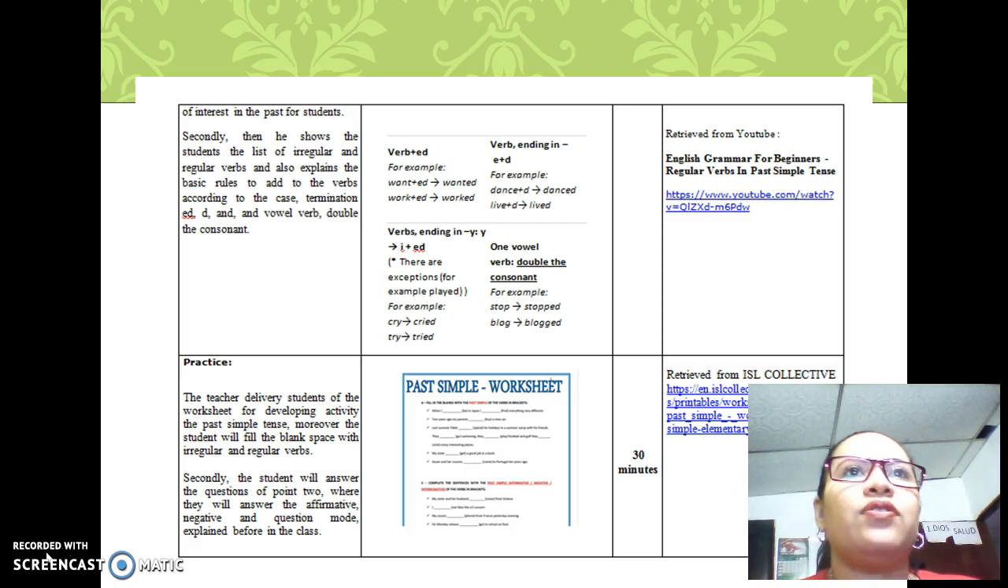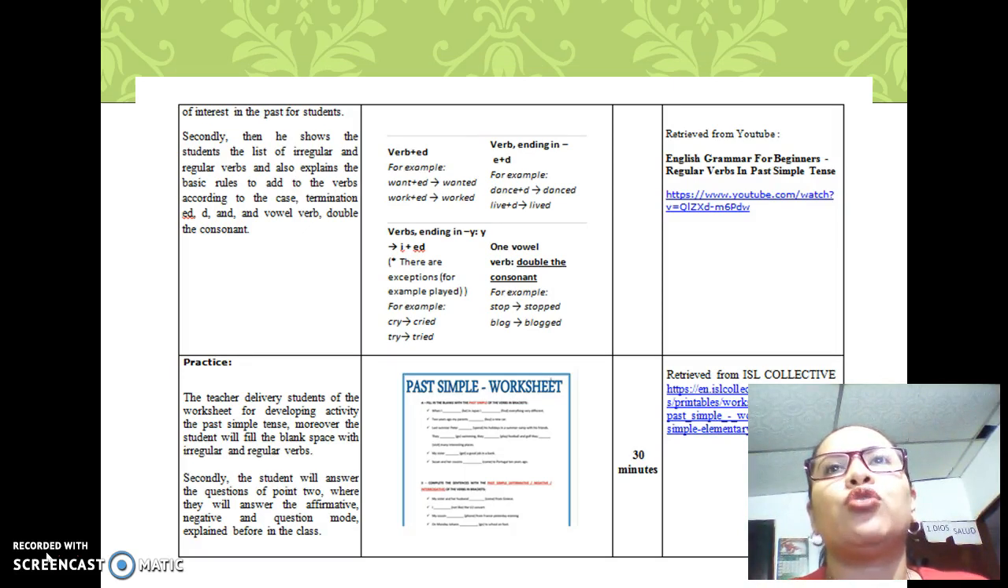Verbs ending in consonant plus y change the y to i and add ed. Verbs with one vowel between consonants double the final consonant, for example, stop, stopped. This activity takes 20 minutes.